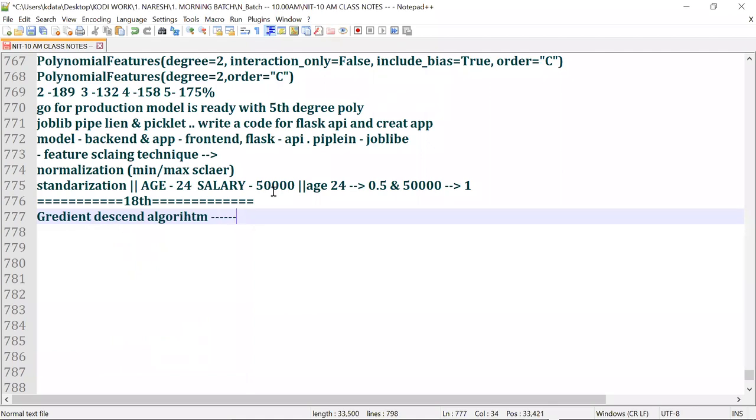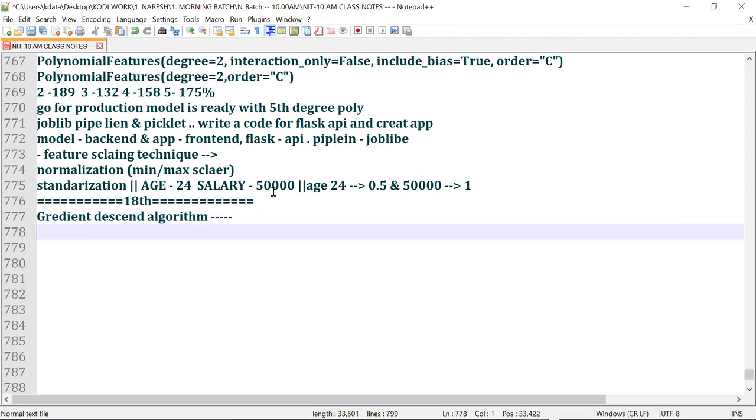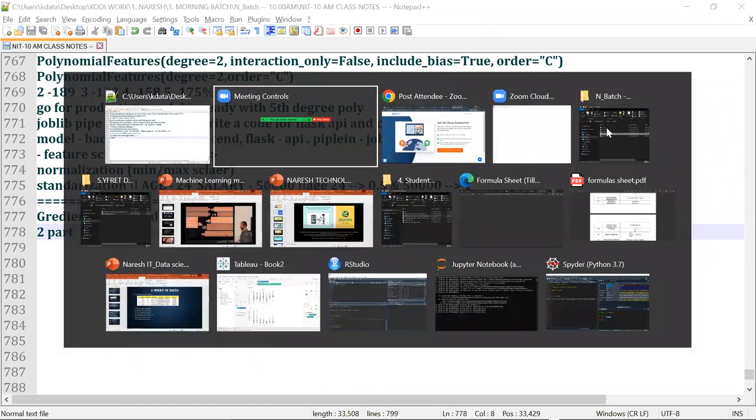I will explain. The first time when I explain, you may not understand, guys. I split these explanations into two parts, the first part and the second part, and let's discuss each and every part. All right, so what exactly is meant by gradient descent? Let's discuss.